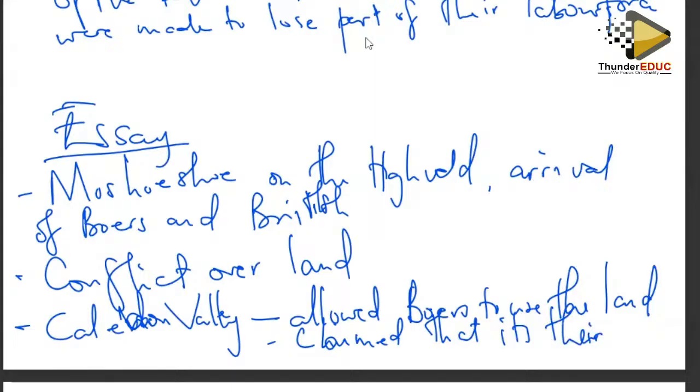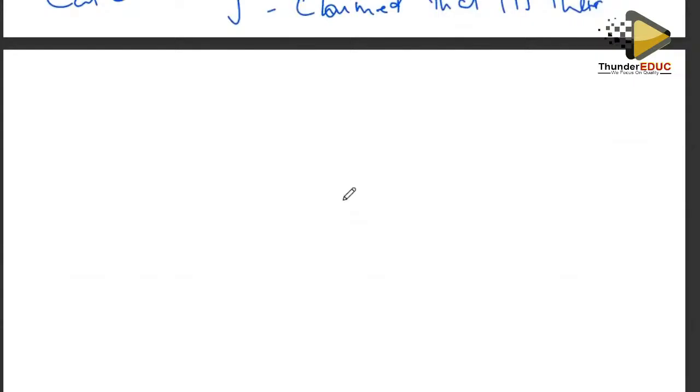You explain on the implication of Moshoeshoe giving land to the Boers, which is cooperation. He wanted to work well with them and allowed them to use the Caledon Valley, but later on, they are now claiming that the land was theirs, which also led to conflict.